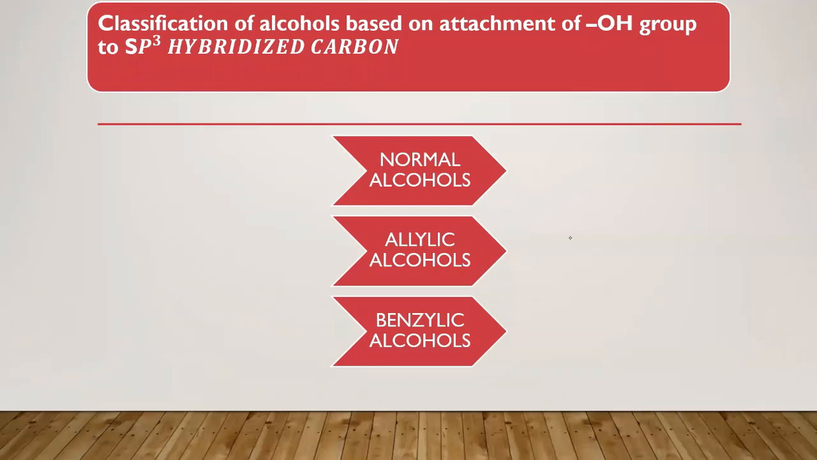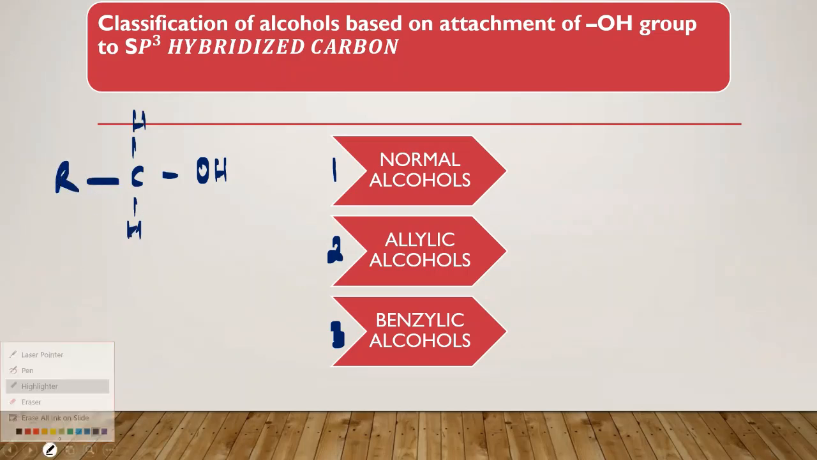Let's look into the classification of alcohols based on attachment of the OH group to an sp3 hybridized carbon, which means that the OH group should be attached to an sp3 carbon. So let's have a look. We have three types here: normal alcohols, allylic alcohol, and benzylic alcohol. Let's take the first one. Here obviously the OH group has to be attached to the sp3 carbon. So this is our sp3 carbon, my dear friends. So let me mention here, we have an sp3 carbon, and the OH group is attached to the sp3 carbon. This is our normal alcohol.